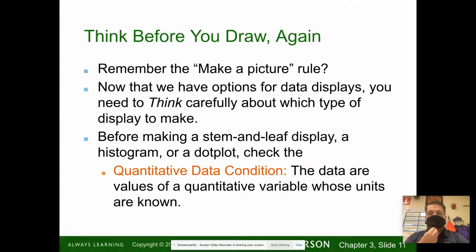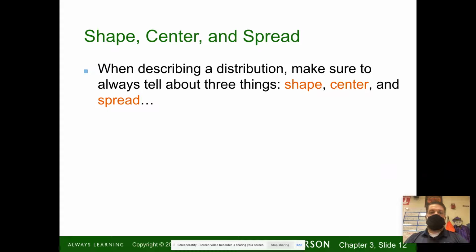Before making a stem and leaf display or a histogram or a dot plot, you might want to check the quantitative data condition. The data are values that are quantitative variables whose units are known. Okay, you want to make sure that you're measuring the same unit for each variable. All right, so shape, center, and spread, those are things that are interesting or of value. That's the whole reason that we do statistics.